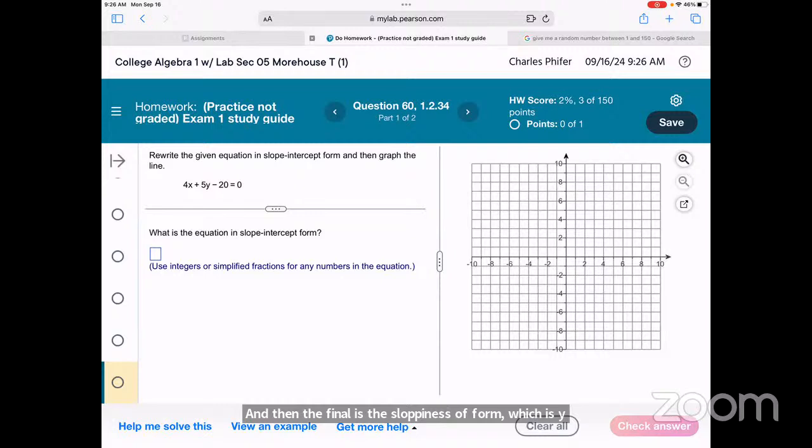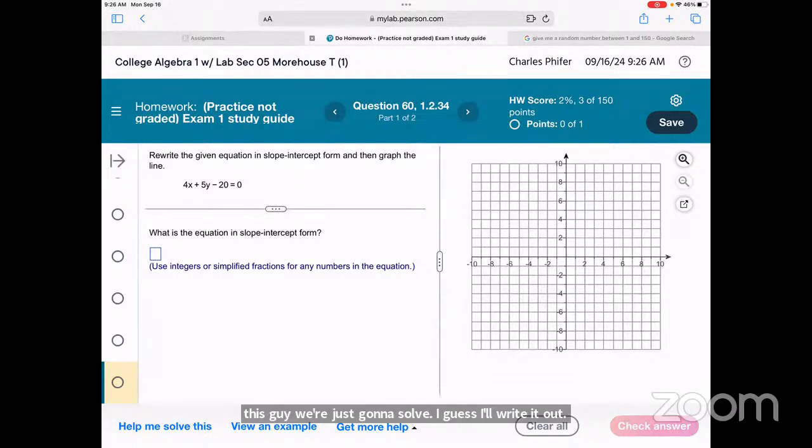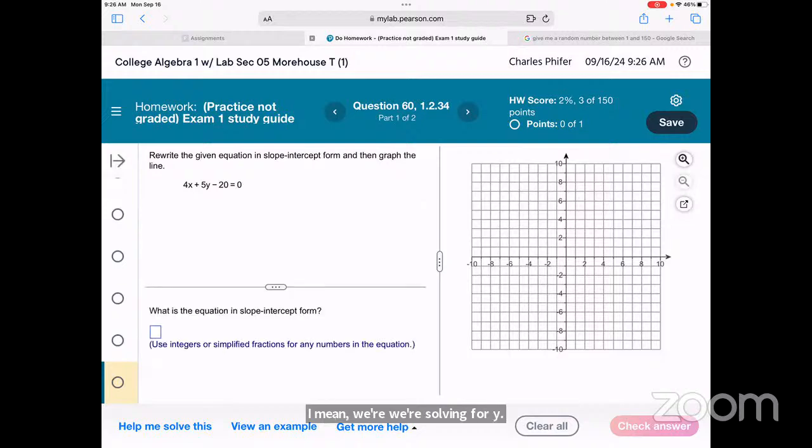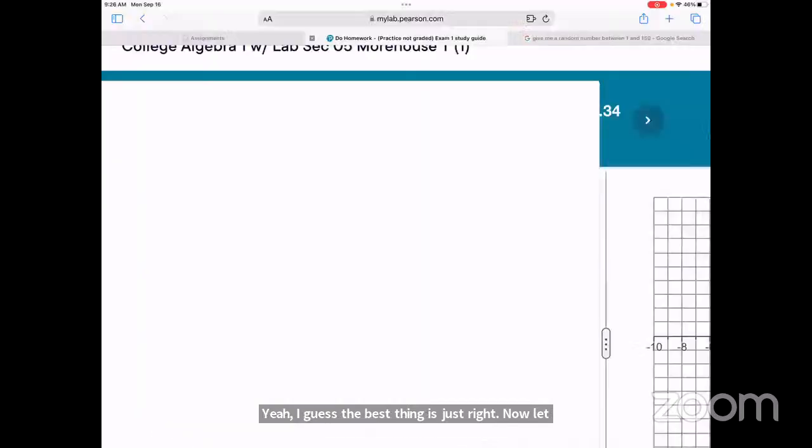With this one, we're just going to solve for y. I guess the best thing is just to write it out. Let me not be lazy. I'll go ahead and take some notes here.